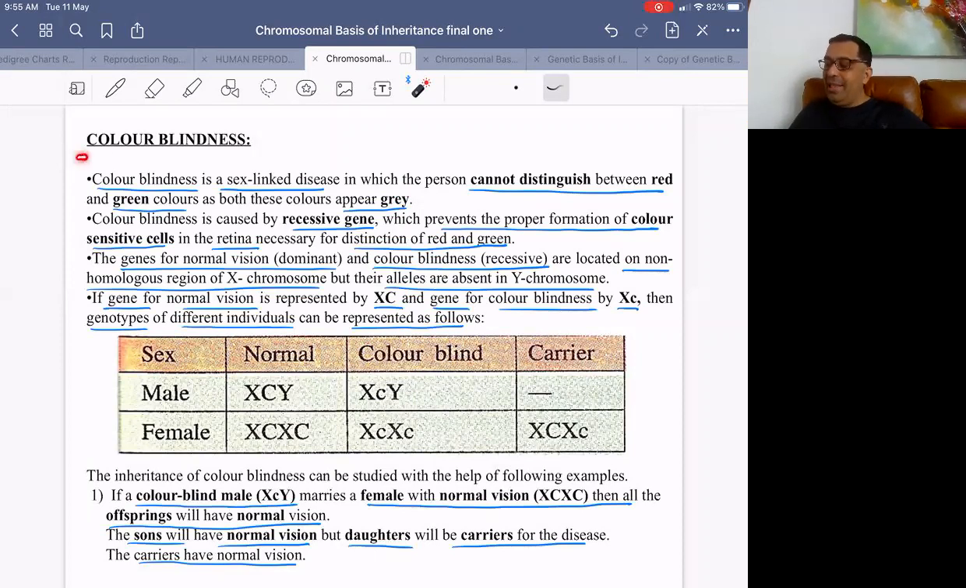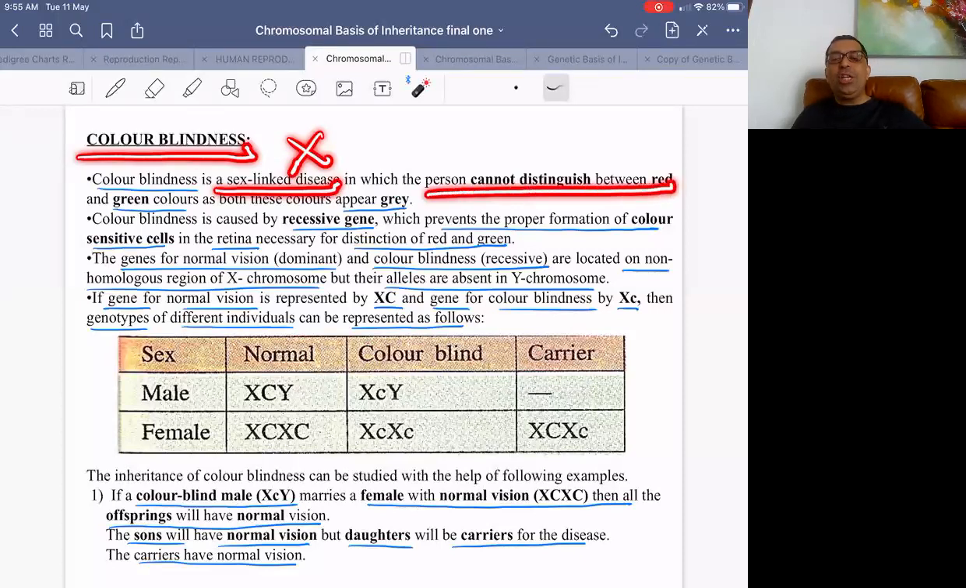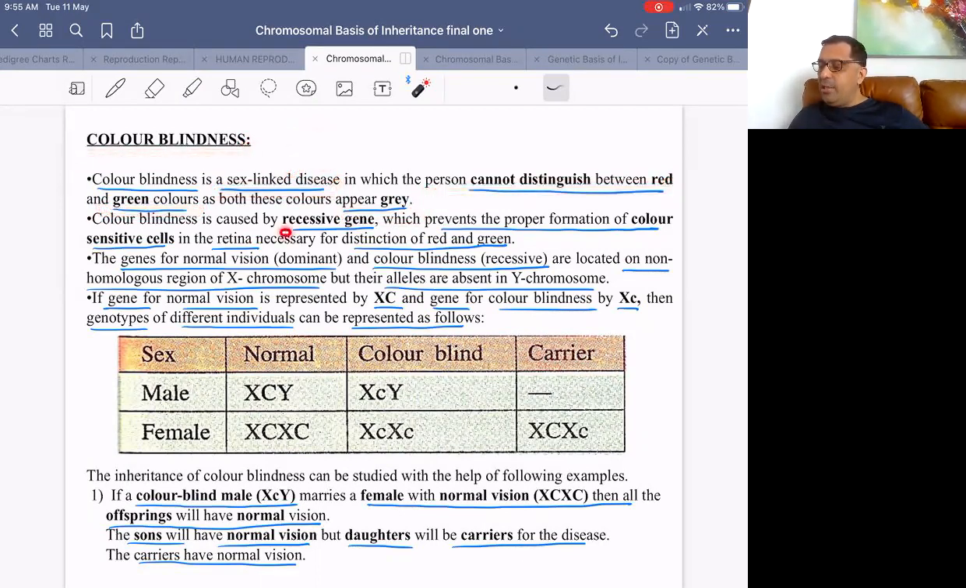So let's start with color blindness. Color blindness is a sex-linked disease. To be specific, an X-linked disease in which a person cannot distinguish between red and green colors, and both colors appear gray to them. It is caused by a recessive gene which prevents the proper formation of color sensitive cells in the retina necessary for distinction of red and green color.